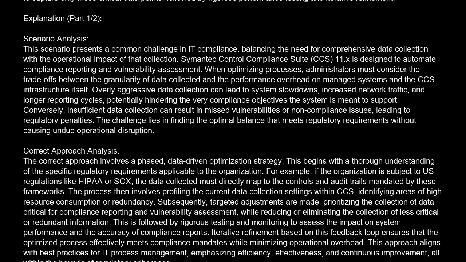Subsequently, targeted adjustments are made, prioritizing the collection of data critical for compliance reporting and vulnerability assessment, while reducing or eliminating the collection of less critical or redundant information. This is followed by rigorous testing and monitoring to assess the impact on system performance and the accuracy of compliance reports. Iterative refinement based on this feedback loop ensures that the optimized process effectively meets compliance mandates while minimizing operational overhead.